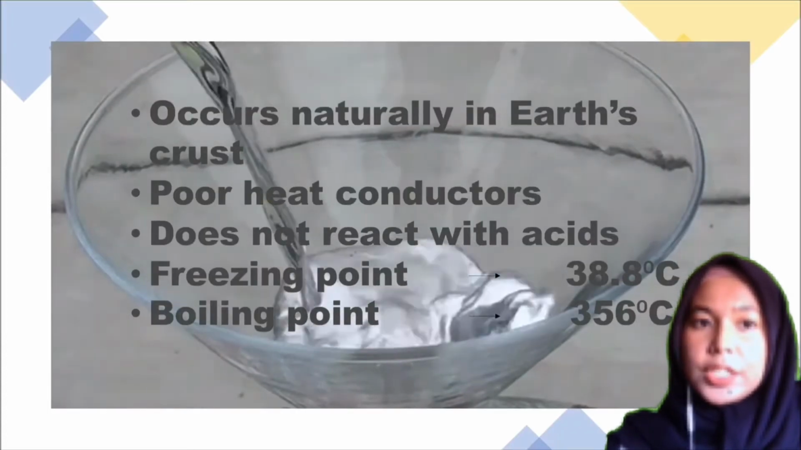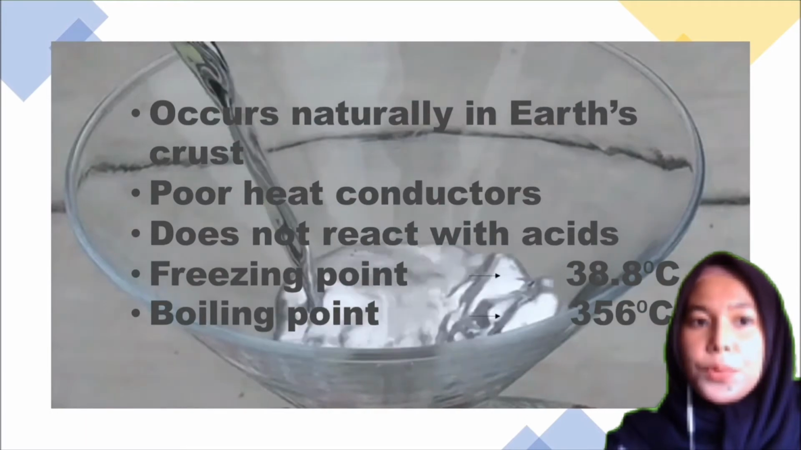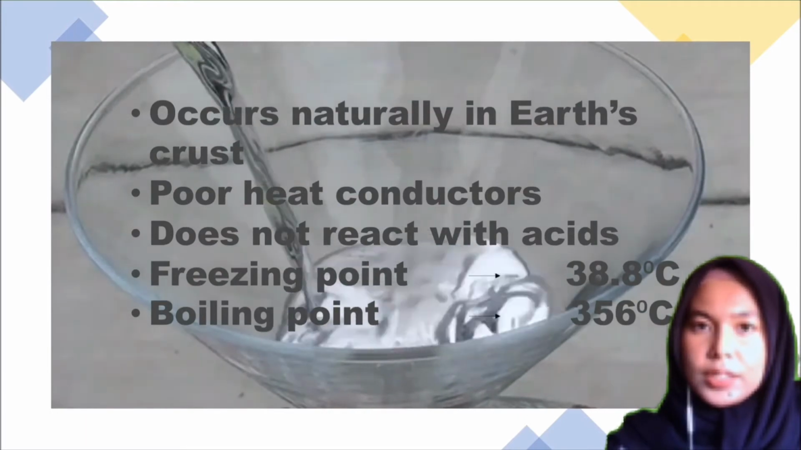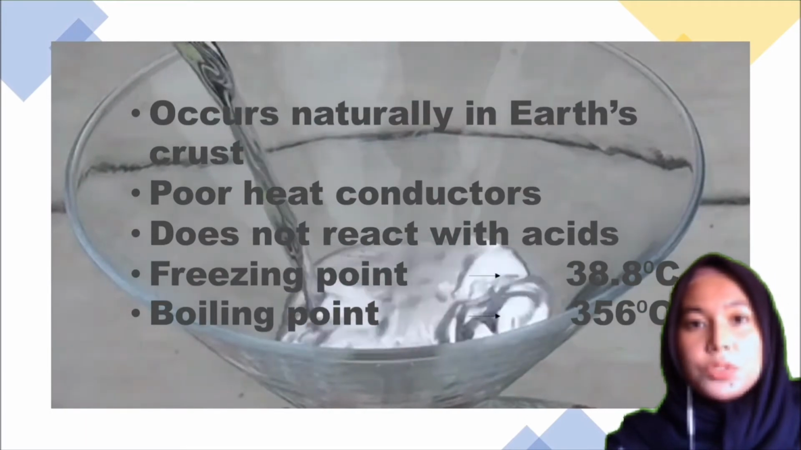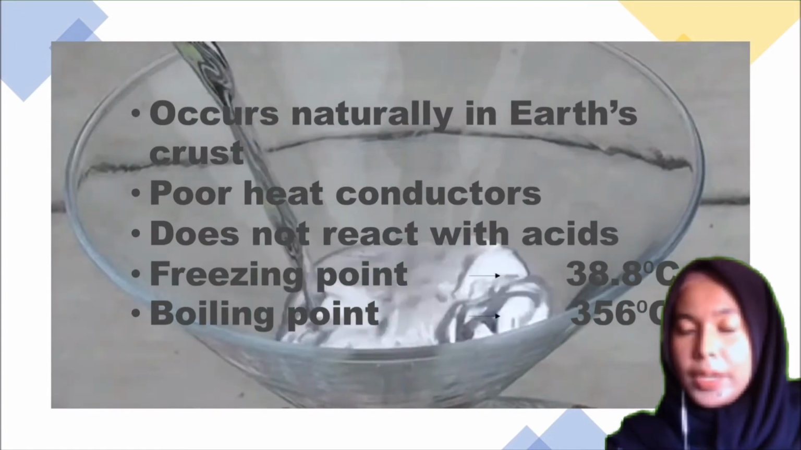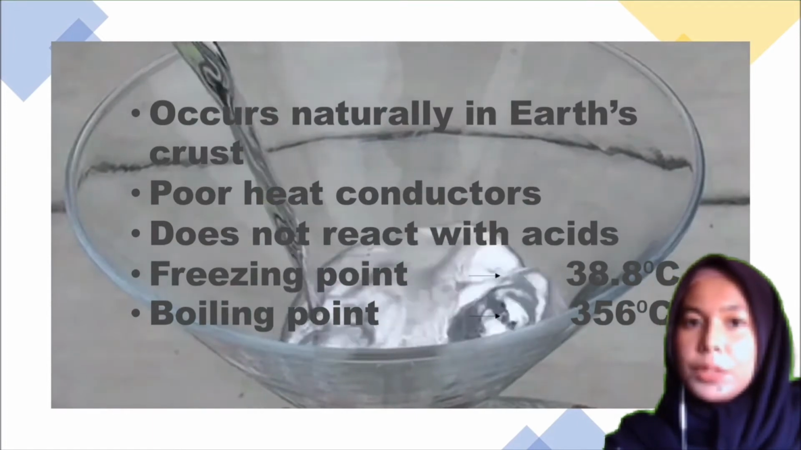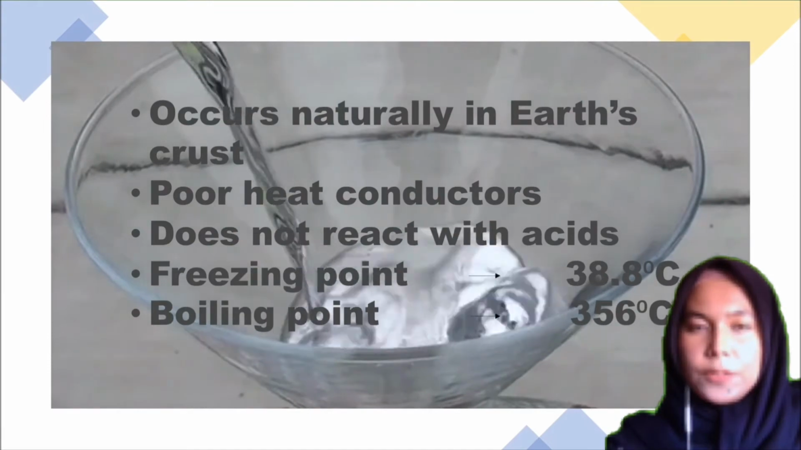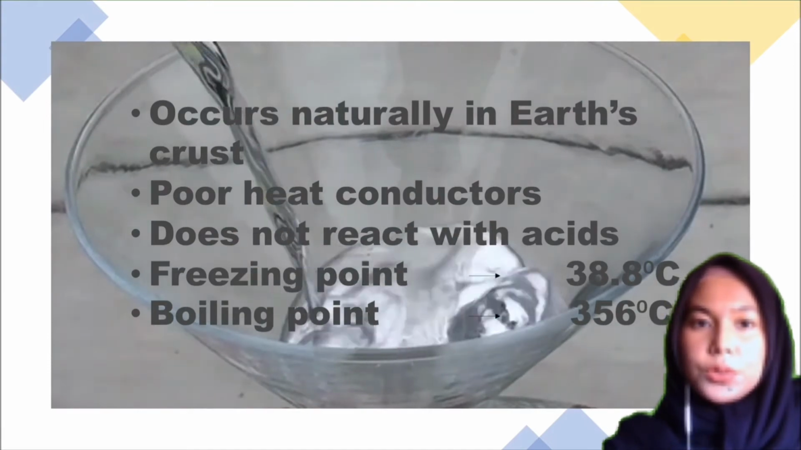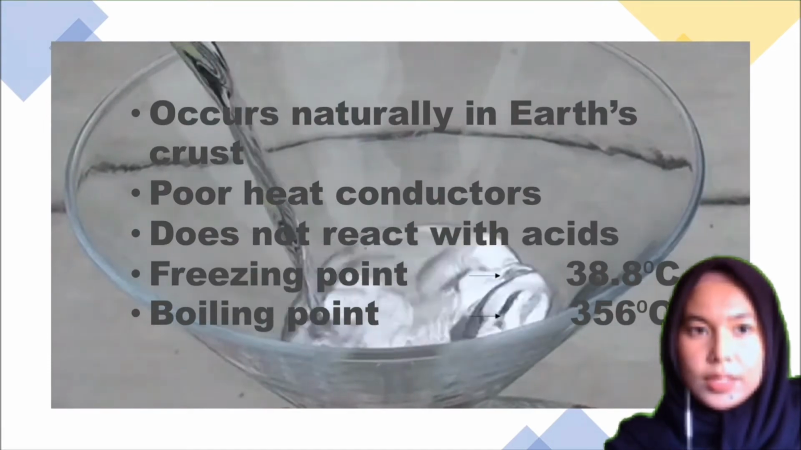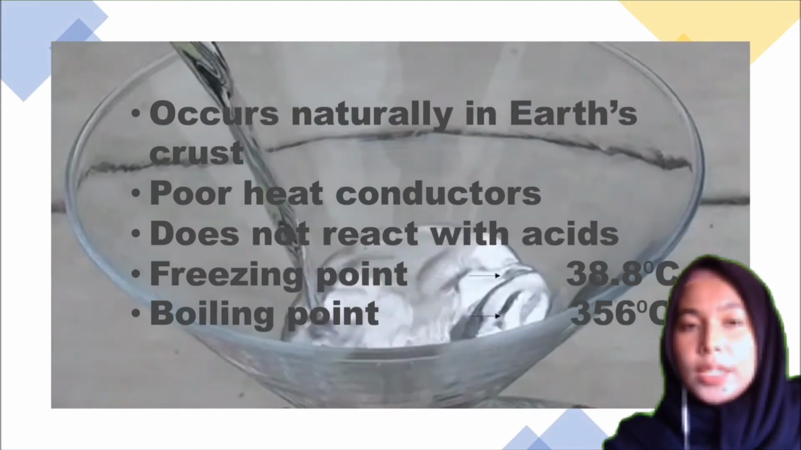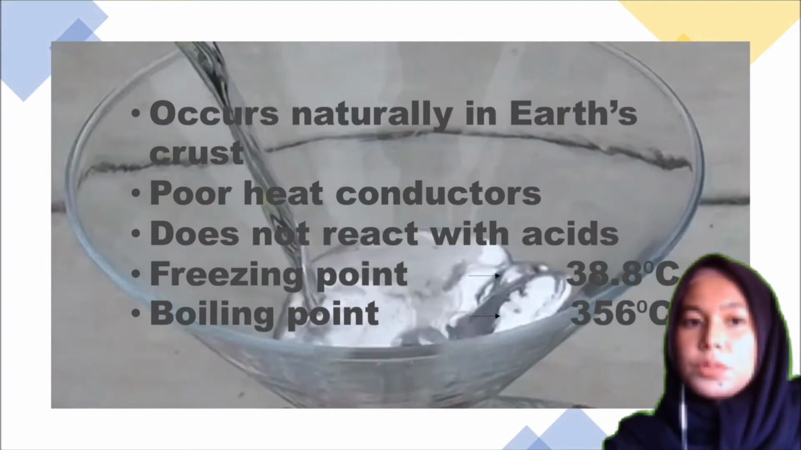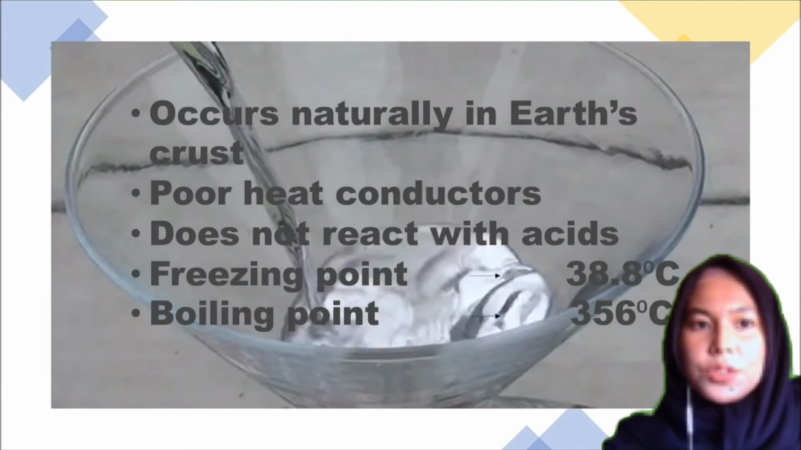Mercury occurs naturally, but it is a very rare element in Earth's crust. It accounts for only about 0.08 parts per million (ppm) and is mainly found in the mineral cinnabar, which is mercuric sulfide. Mercury also does not react with most acids. It is a relatively poor conductor of heat compared to most metals, which are excellent thermal conductors.